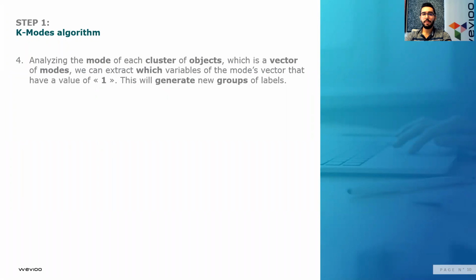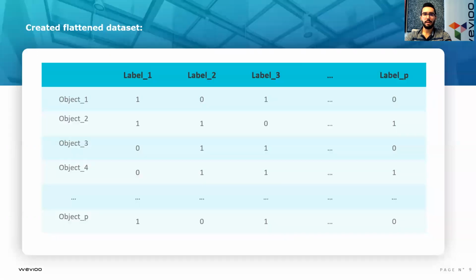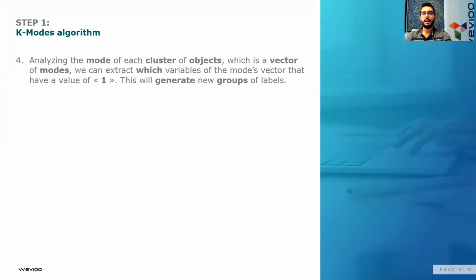So when we analyze the mode of each created cluster of objects, which is a vector of modes, this is how k-modes work. And we extract which variables of the modes vector have the value of 1. I'd like to remind you that in our flattened dataset, the variables can take either 0 or 1 as values. So the mode of each variable can be either 0 or 1. And we extract the variables that have the value of 1 in the modes vector. Then we will be able to generate new groups of labels. This is the main idea in step 1 of our method.